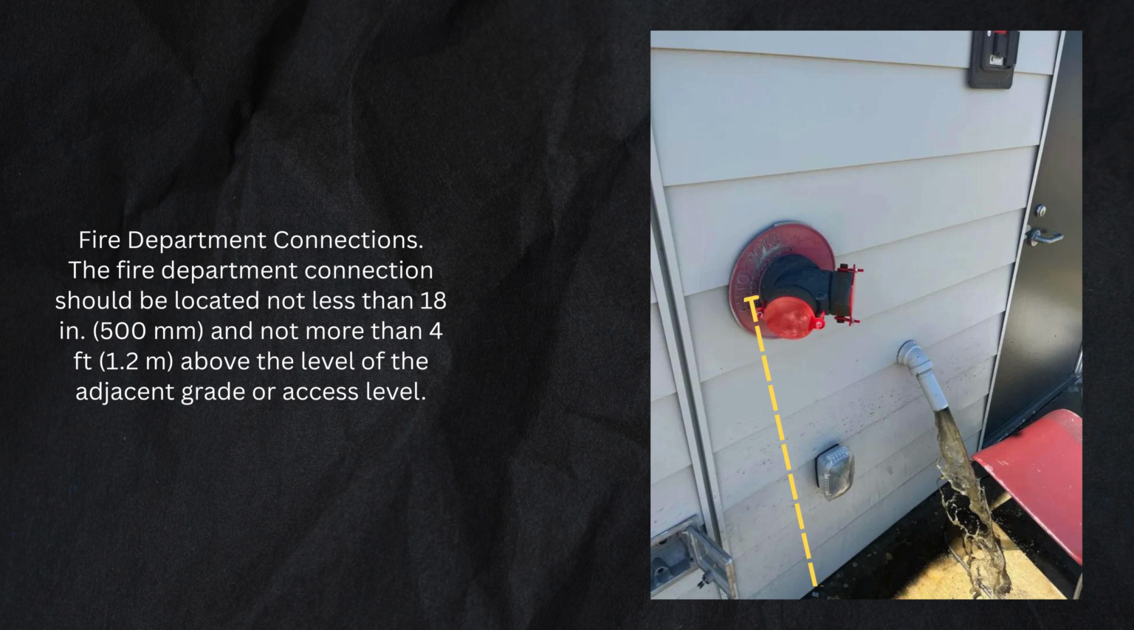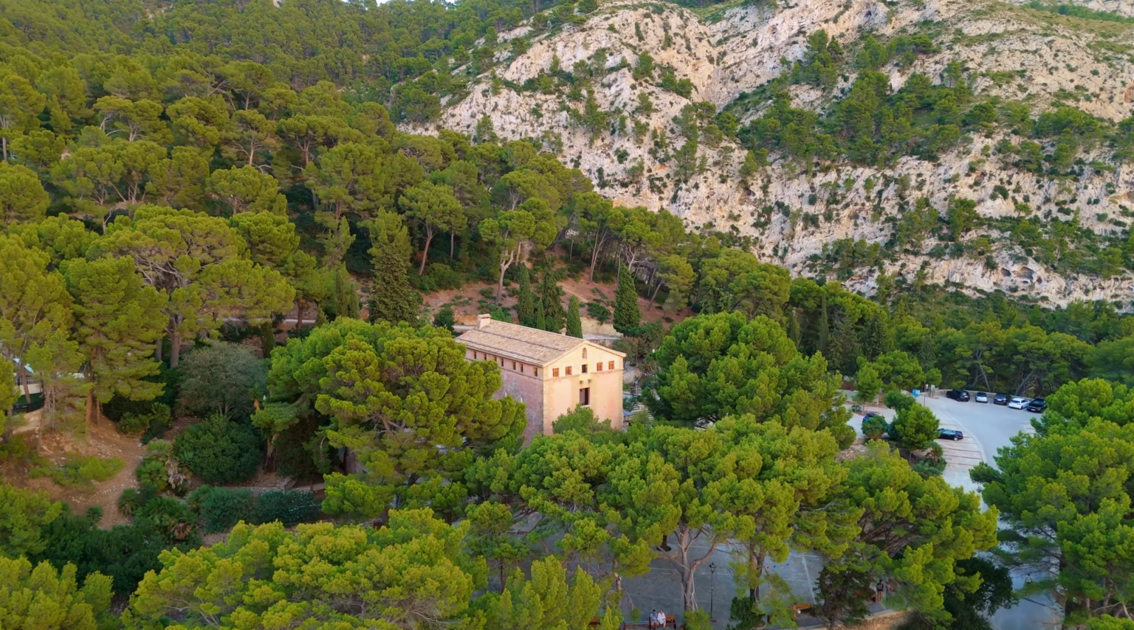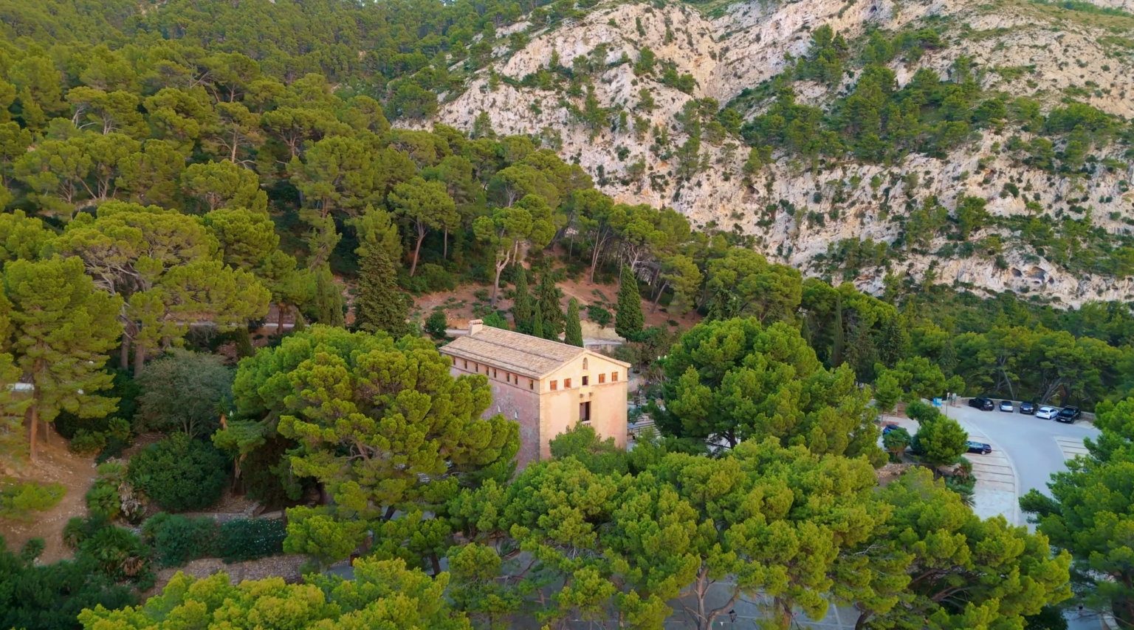Fire department connections. The fire department connection should be located not less than 18 inches and not more than 4 feet above the level of the adjacent grade or access level. The following systems shall not require a fire department connection.